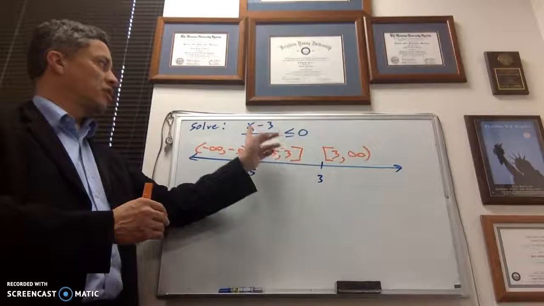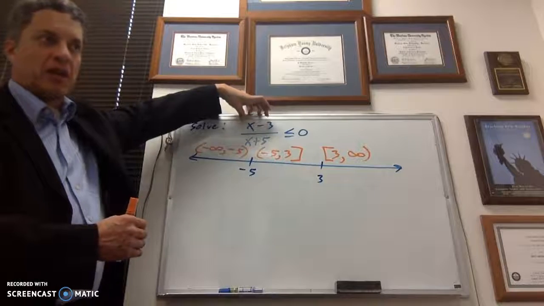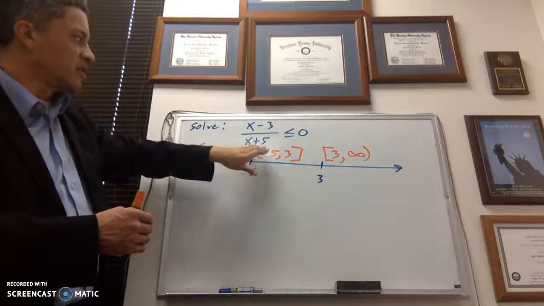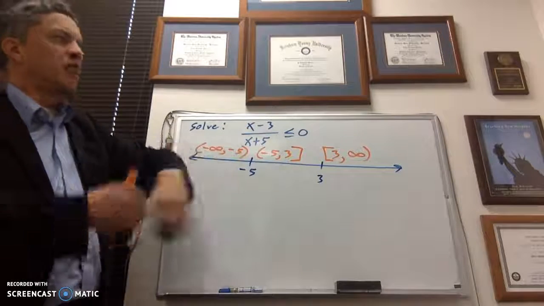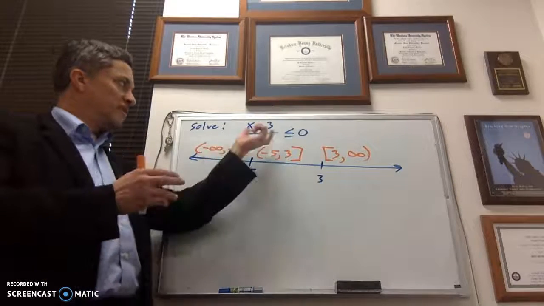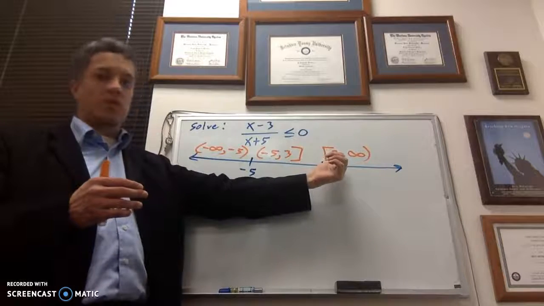So I could plug in a 3 in the numerator. 3 minus 3 will be a 0 in the numerator. And who cares what the denominator is as long as it's not 0? And it won't be if a 3's in there, right? It'd be 8. 0 divided by 8 would be 0. And 0 is less than or equal to 0, right? So that's okay. We can do that with a 3.